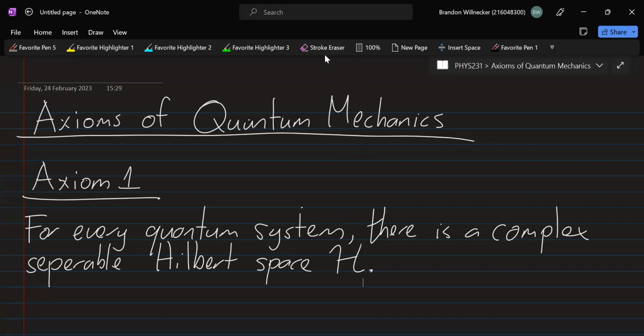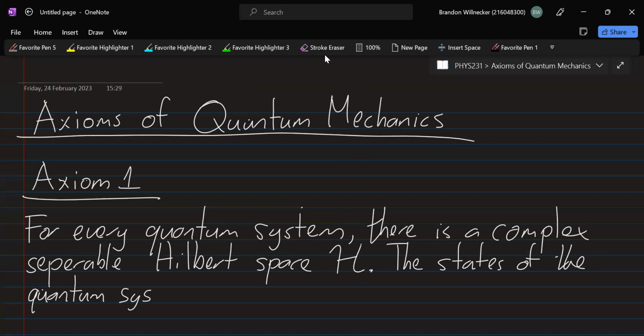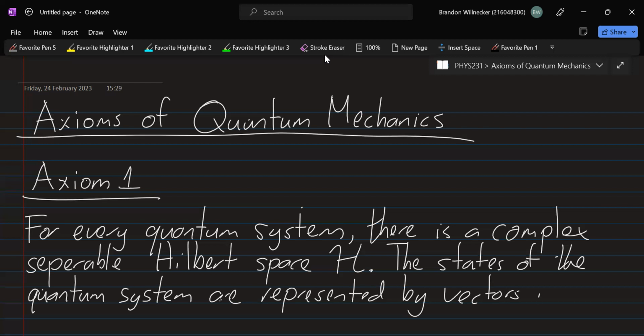We'll get to what a Hilbert space is shortly, but it's just a vector space. The states of the quantum system are represented by vectors in this Hilbert space.